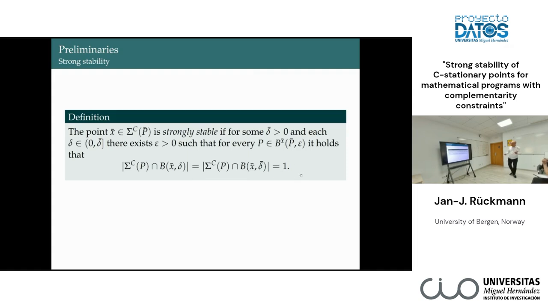uniquely determined stationary point. Perhaps some historical remarks: this strong stability was introduced by Kojima in the 80s for stationary points in nonlinear programming. So the definition can be written down without a problem. We say existence, uniqueness, and continuous dependence on the data. That is what strong stability means. We know from equations and so on, that is exactly the well-posedness condition.